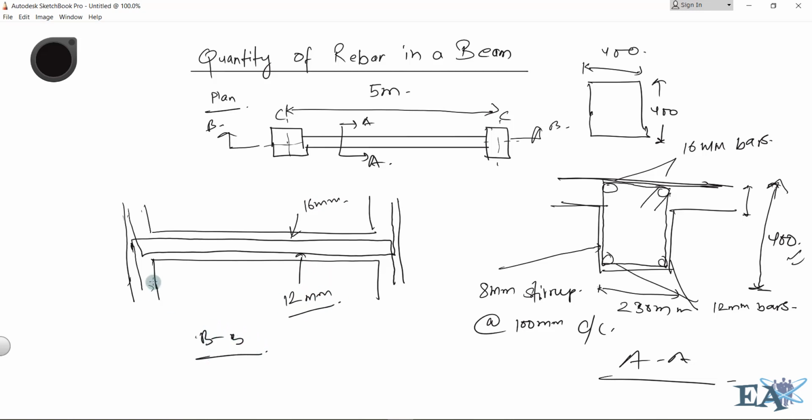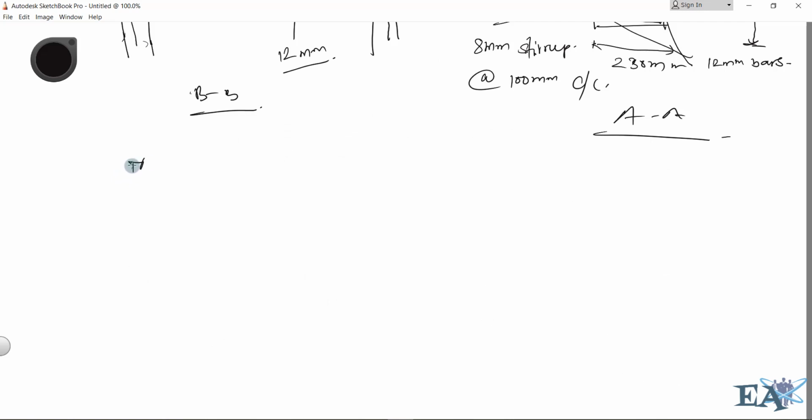Now let us find the quantity of steel. Let us first do the main bars. We have main bars, one is the 16 mm bar, okay.